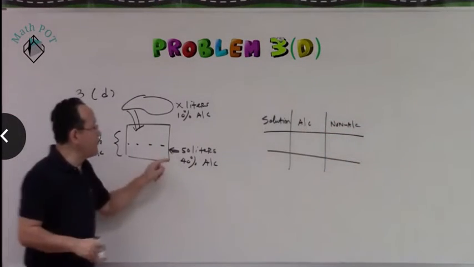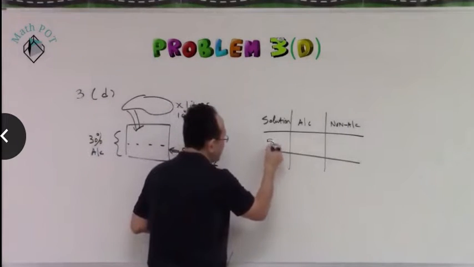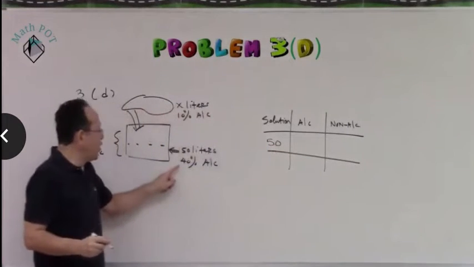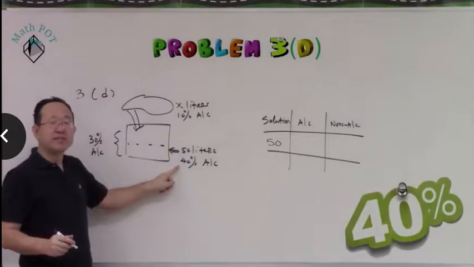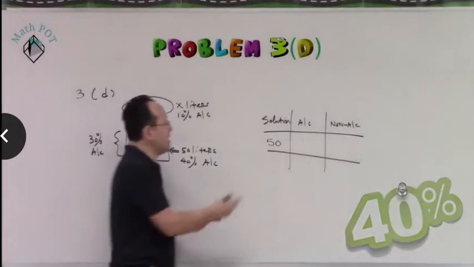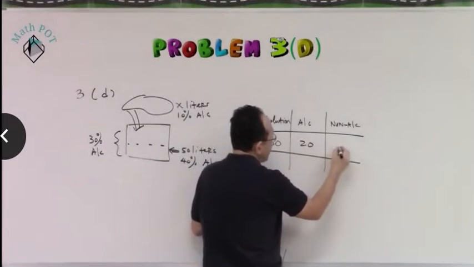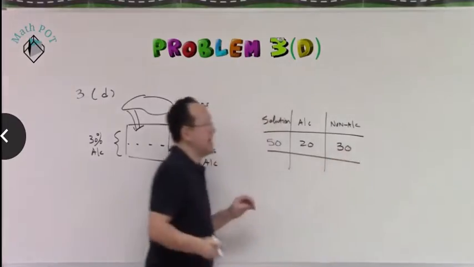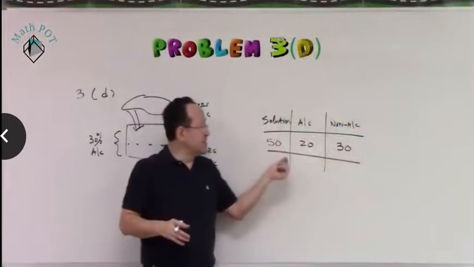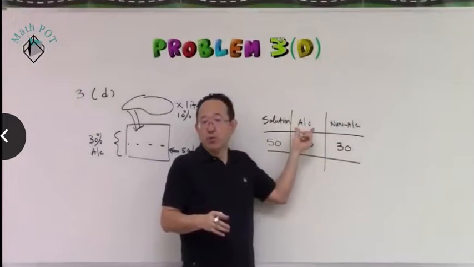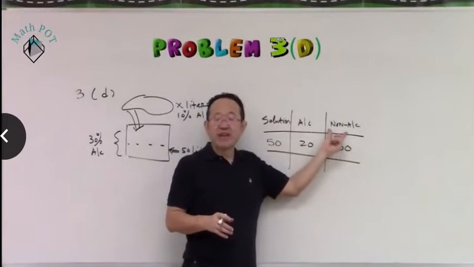We already have 50 liters, so in the beginning, let's put a total of 50 here. We know the alcohol is 40%. So 40% times 50 gives us 20. Of course, that implies this one must be 30. Think about the games: this is our number of games won, and this is the number of games lost.